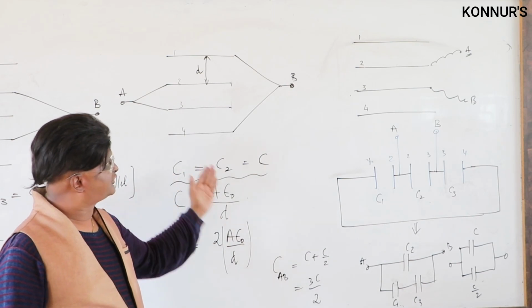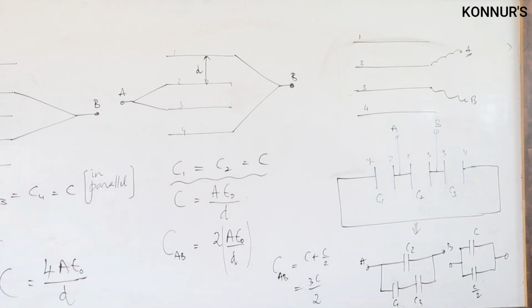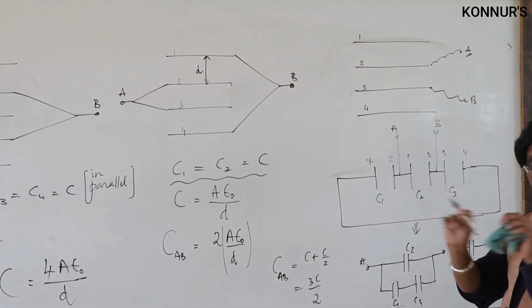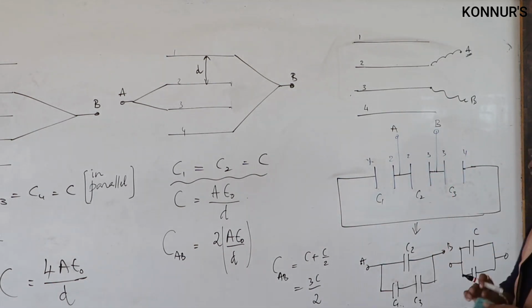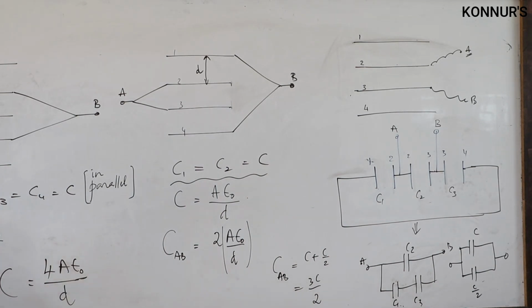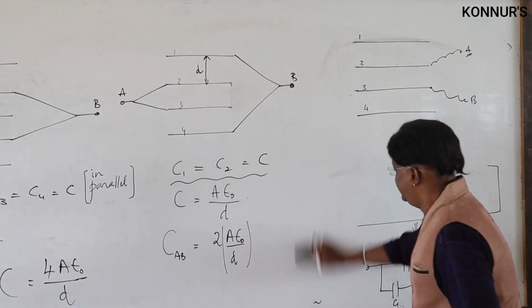So in any case, even in the same example, supposing I have a change, hope you understood this, right? How this arrangement is converted into a small combination of capacitors I have shown. Now here, let me make a small change. What is the change?